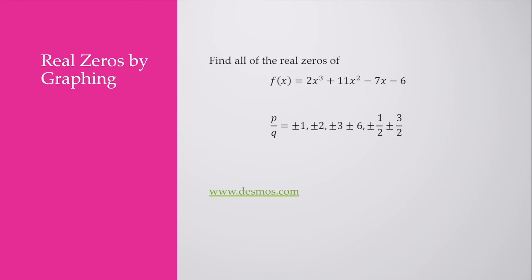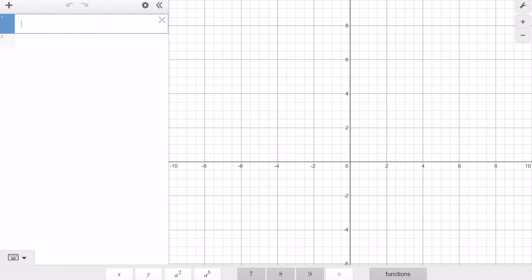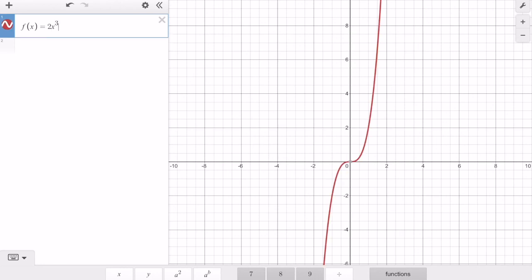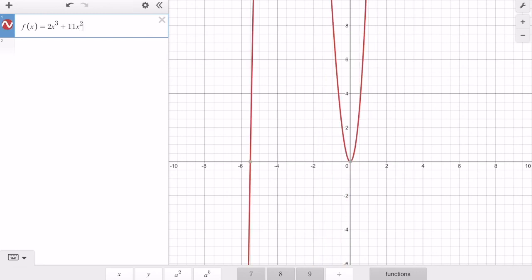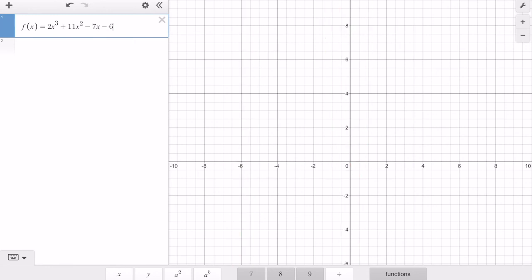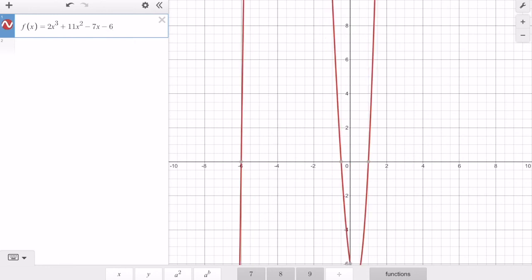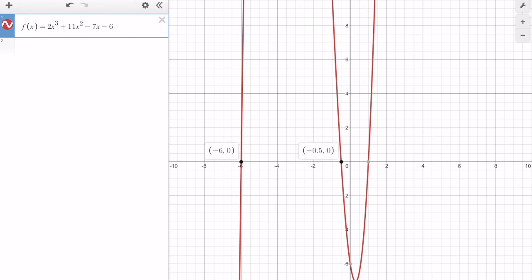And we could also have found these zeros by graphing. So let's go ahead and do that. Let's go ahead and graph this polynomial in Desmos. So now that we're in Desmos, let's go ahead and graph our polynomial. I had f of x is 2x cubed plus 11x squared minus 7x minus 6. And we had found 3 zeros, and those zeros were negative 6, negative 1/2, and a positive 1. So we could also find rational zeros by graphing.